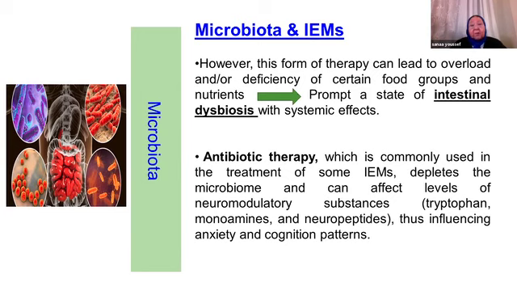Antibiotic therapy: you sometimes need to use antibiotics for these patients, and they are commonly used in many inborn errors of metabolism. This depletes the microbiome, and again it is going to result in dysbiosis, because you usually kill the good bacteria with the bad bacteria. You do not choose, you kill them both. So this is going to, in turn, affect the level of neuromodulatory substances, such as tryptophan, monoamines, and neuropeptides, thus influencing certain conditions such as anxiety and cognition patterns.